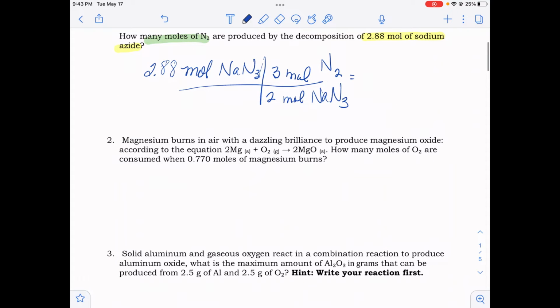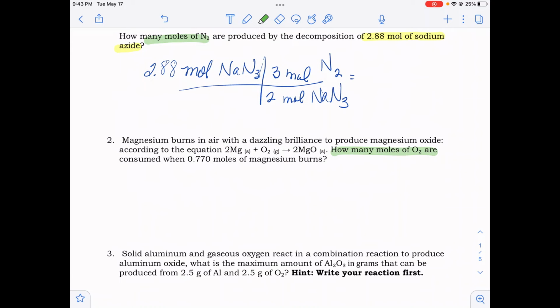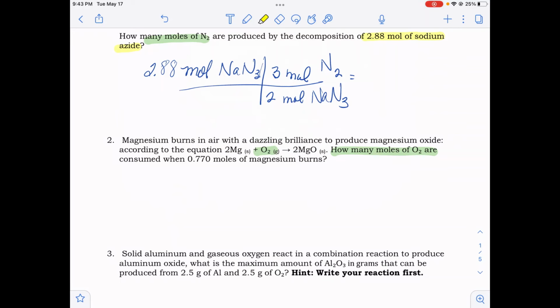Number 2, magnesium burns in air with a dazzling brilliance to produce magnesium oxide. According to the equation, 2 magnesiums plus oxygen gas gives you 2 magnesium oxide. How many moles of oxygen are consumed? So that is what we're solving for, when 0.770 moles of magnesium burn. So we start with our known amount.